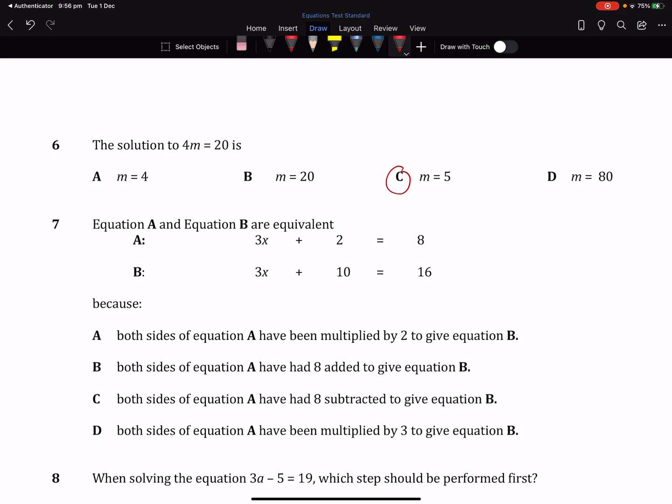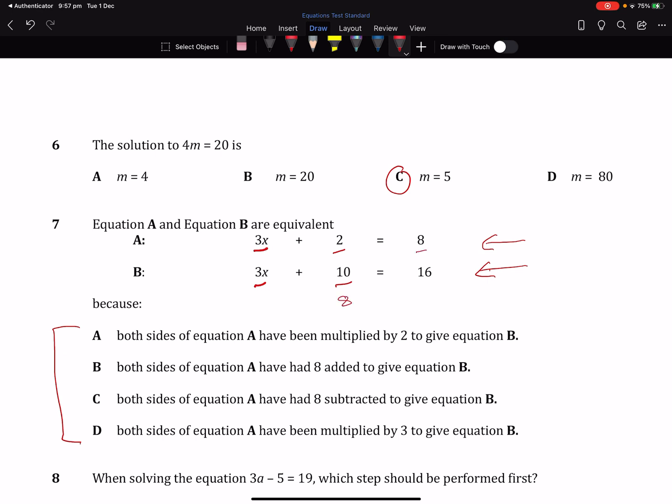Equation A and equation B are equivalent. So equation A, we have 3x plus 2 equals 8. And equation B, we have 3x plus 10 equals 16. So it's asking us, out of these A, B, C, D at the bottom, which of these statements is true to make sure that A and B are equivalent. So basically, what has happened to A to make it B? Let's have a look. 3x has not changed in either part. Here we have a 2 and here we have a 10. What's different between those two? There's 8 difference between them.